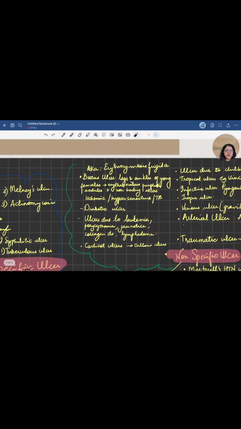And then there are other non-specific ulcers, which are cortisol ulcer, also callus ulcer, ulcers due to leukemia, polycythemia, jaundice, collagen disease, lymphedema, which also come under non-specific ulcer, and diabetic ulcer. And then there is one more, Bazin's ulcer, which is on the leg and the ankles of young females. They have erythematous purplish nodules. And non-healing ulcers could be in ischemic, hypersensitive or TB. It's also known as erythrocyanosis frigida. Thank you.